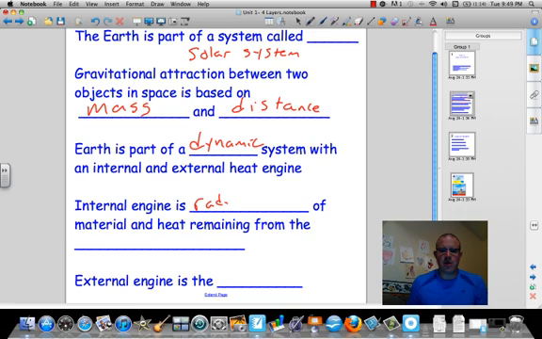is the radioactive decay of the material that's remaining from the original formation of the Earth. So the Earth was formed, and as it was formed, there was radioactive material inside the Earth, and that heat that's still being produced or left over is the internal heat that helps to drive convection currents within the Earth that we'll talk about when we talk about plate tectonics. And the external heat engine is the big yellow ball in the sky, known as our sun.